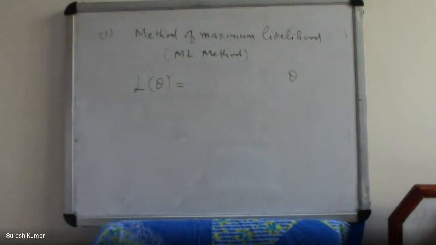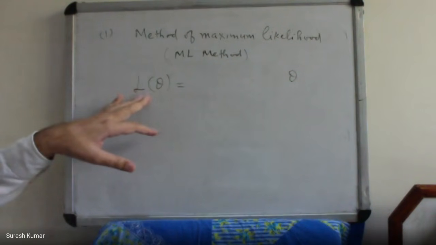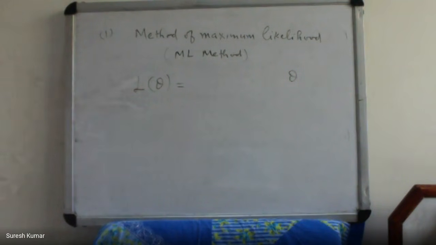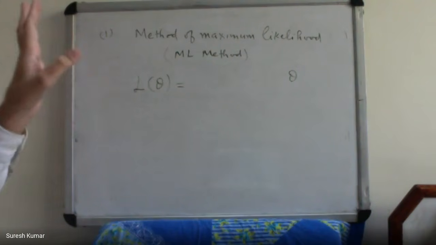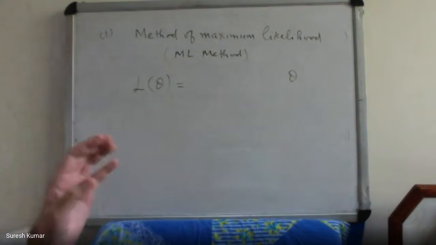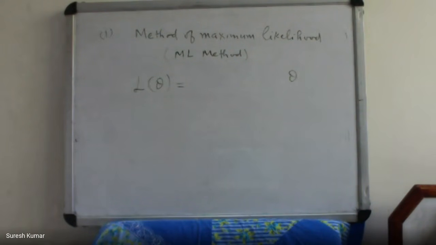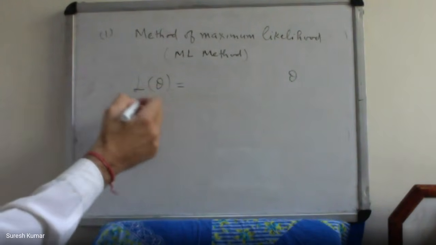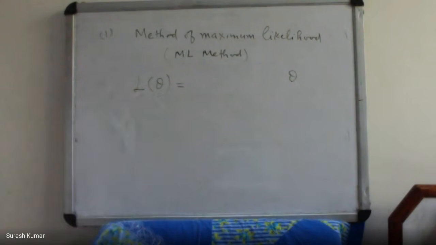Suppose the parameter that is to be estimated is theta. So L theta is a function that will give you the probability of your sample. Main thing is that you need to write a function that gives the probability of your sample. After that, maximize the likelihood function to get an estimate for theta.